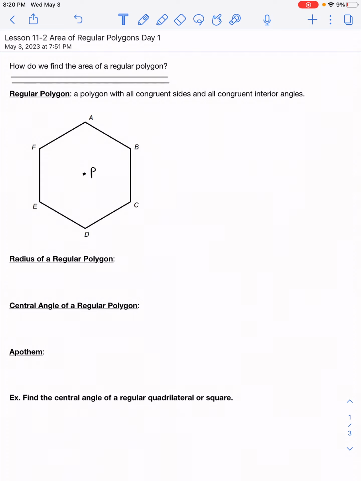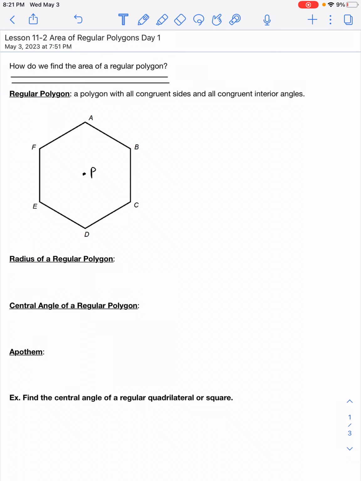Hello everyone. Today we're going to talk about lesson 11-2, the area of regular polygons. We'll talk more about the area of regular polygons tomorrow. The question for this lesson mainly focuses on how we find the area of regular polygons. Tomorrow we will also talk about what are known as composite figures.